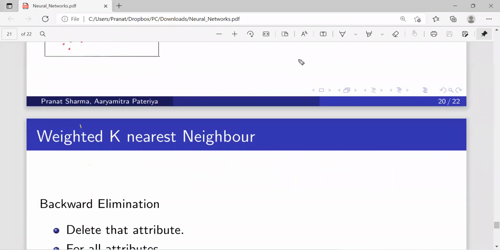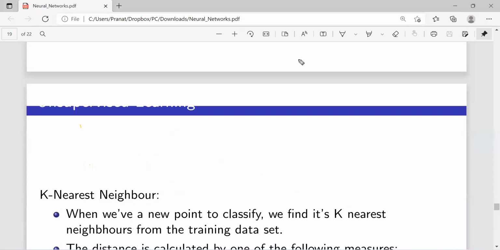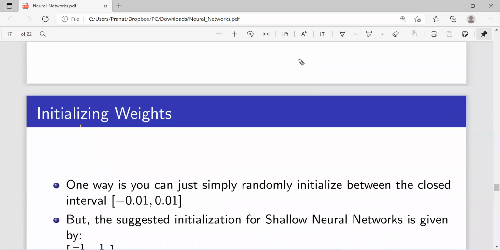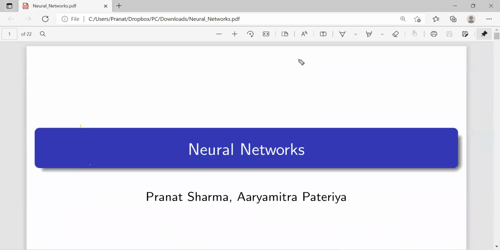We won't be discussing the weighted k nearest neighbor algorithm. If anyone is interested, I'll share the slides and you can ask me about this algorithm. I will explain it. But I think this should be enough for this talk. I think I've already covered a lot and there is a lot for you guys to chew on.